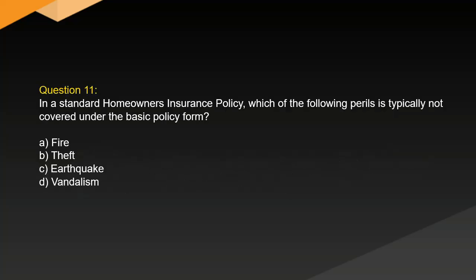Question 11. In a standard homeowners insurance policy, which of the following perils is typically not covered under the basic policy form? A. Fire. B. Theft. C. Earthquake. D. Vandalism.